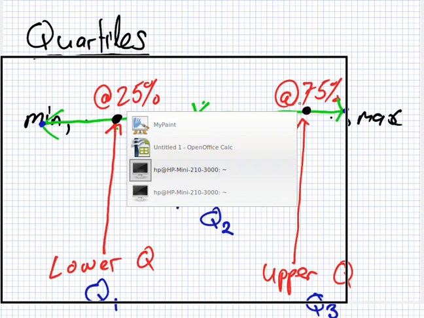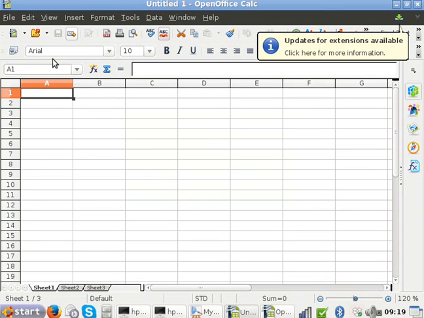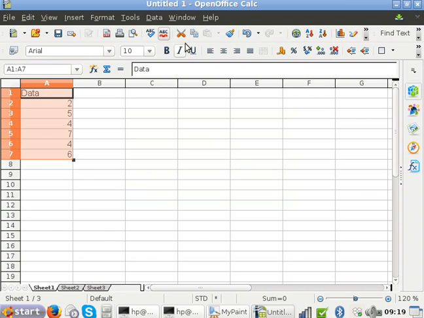Okay. Let's have a look at an example. So let's take some data. Okay, so write this down. This is our first example.